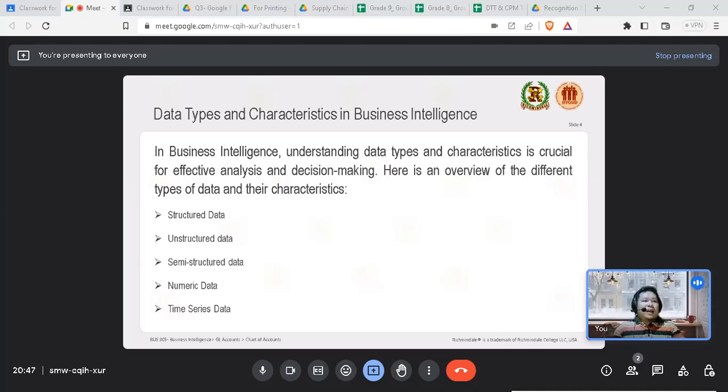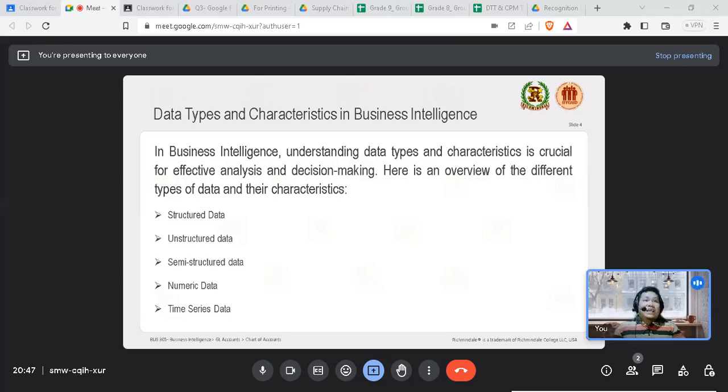Then customer behavior, this is also one of the examples for time series data. You can track customer behavior over time, so it provides insights into customer acquisition, retention, and churn patterns. Time series data can include metrics like customer activity, transaction history, customer support interactions, and customer satisfaction ratings.